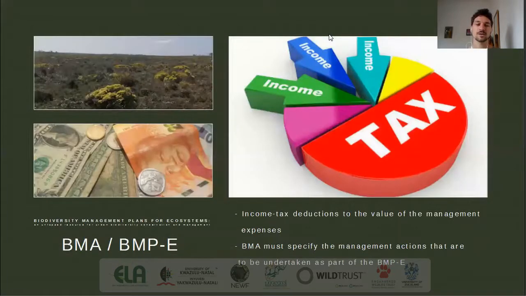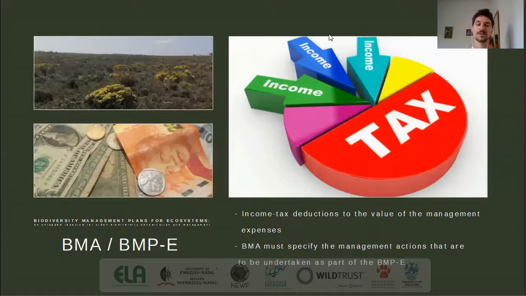So in order to make BMP-Es more feasible, there's a series of additional tools that can be implemented with the BMP-E, and these are generally focused around accessing funds for the management actions. So one tool is a Biodiversity Management Agreement, or BMA, and a BMA offers the potential for income tax reductions, or it provides landowners the opportunity to claim back any management expenses that they may have against their income tax.